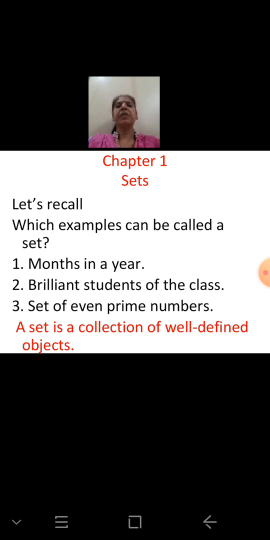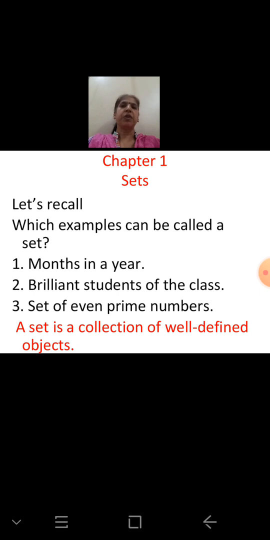Here some examples are given. Which examples can be called a set? Months in a year, brilliant students of the class, set of even prime numbers. Now first one, months in a year. Yes, it is a set. Why? Because here we can clearly mention the months. We can list them, January, February, etc. So we can define the objects.